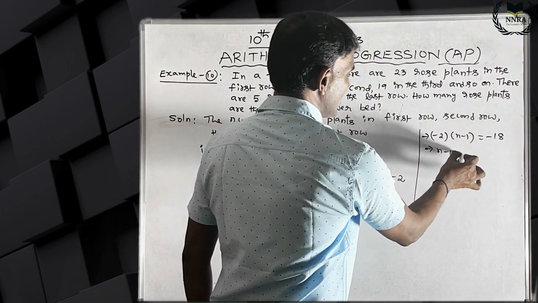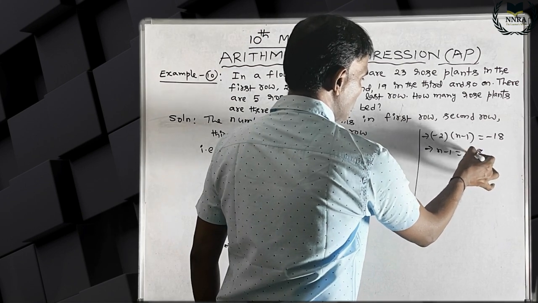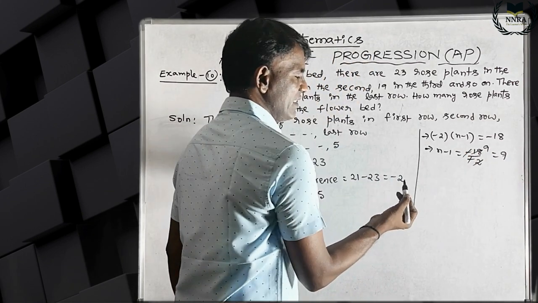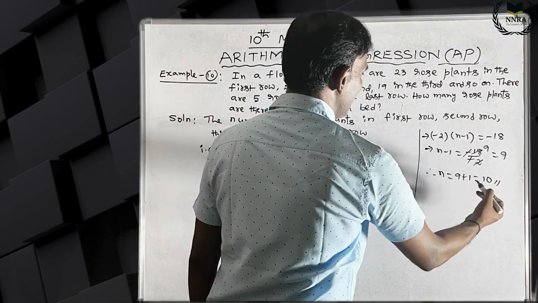Now n minus 1 equal to minus 18 divided by minus 2. Minus minus cancelled, 2 9s are 18, that is 9. Now we want the n value, that can be written as 9 plus 1 equal to 10. That is the answer.